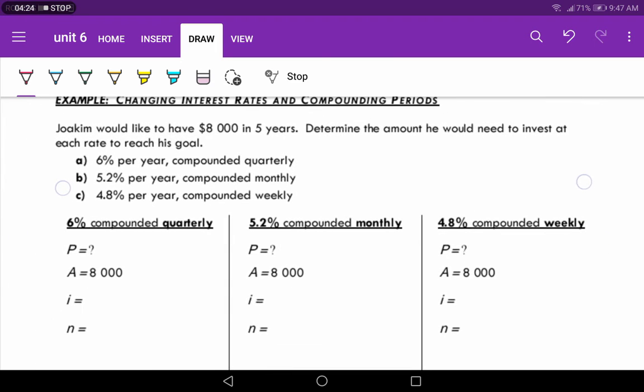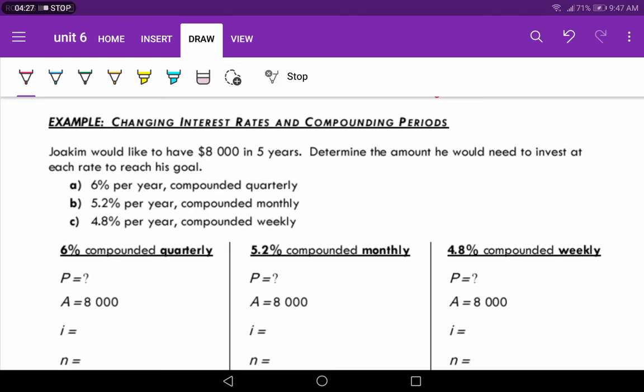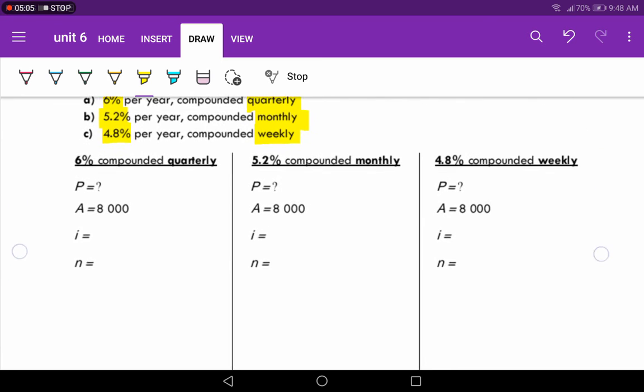We just have one example in this note. It's quite short. This example is going to show us how changing interest rates and compounding periods affects our different loans. Joachim would like to have $8,000 in 5 years. Determine the amount he would need to invest at each rate to reach his goal. Our rates are going to be different for each situation. A is 6% quarterly. B is 5.2% monthly. C is 4.8% weekly. Let's take a look at each of these.